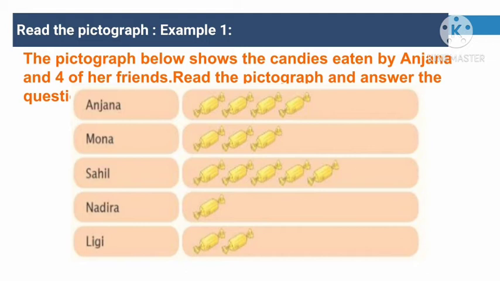Anjana has eaten 4 candies. 4 candy pictures were given, no? So you have to understand Anjana ate 4 candies. Mona ate 3 candies. Sahil ate 5 candies. And Anjana's friend Nadira ate only 1 candy. And Liji ate 2 candies. So we have understood how many they have eaten. Okay, now let's see what questions they have asked.